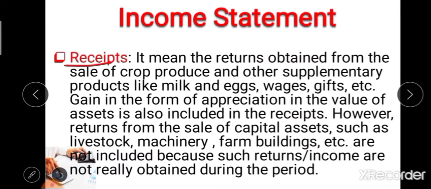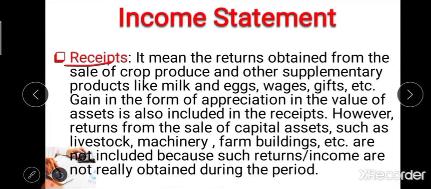This receipt is nothing but whatever income is generated from the farm through its different enterprises or different products. That means the returns obtained from sale of crop produce and other supplementary products like milk, milk products, eggs, wages, gifts, etc. Also the appreciation is included in receipt. Appreciation means the increase in value of an asset as its age increases.